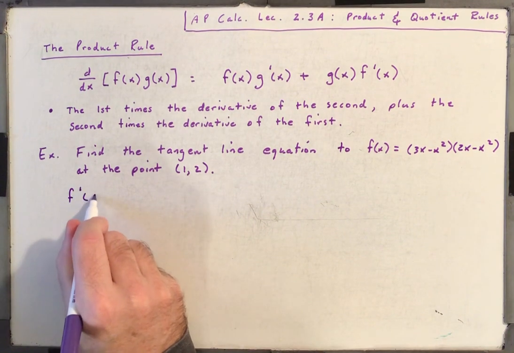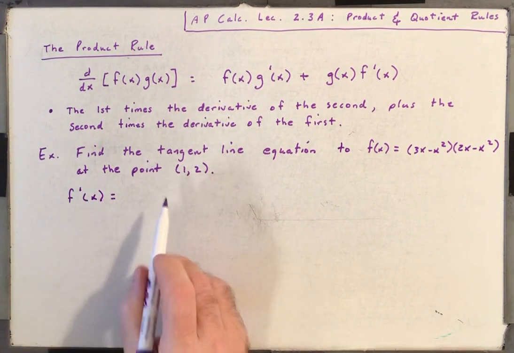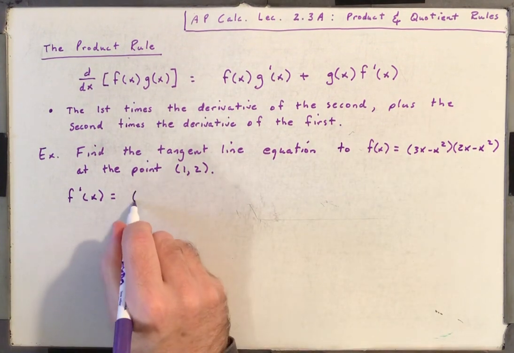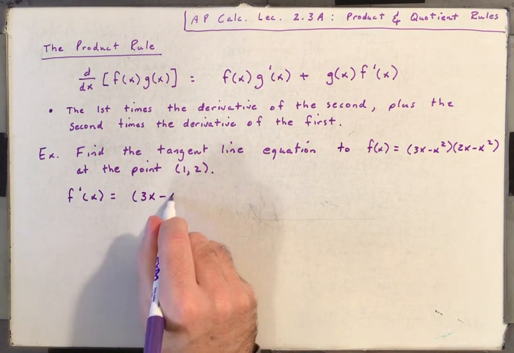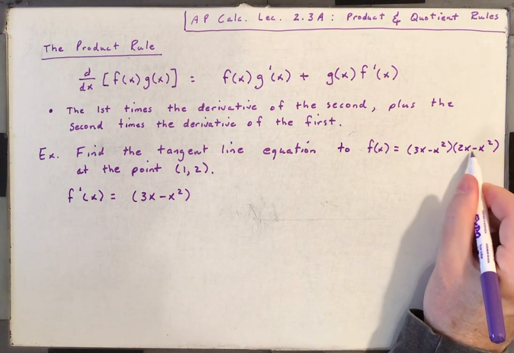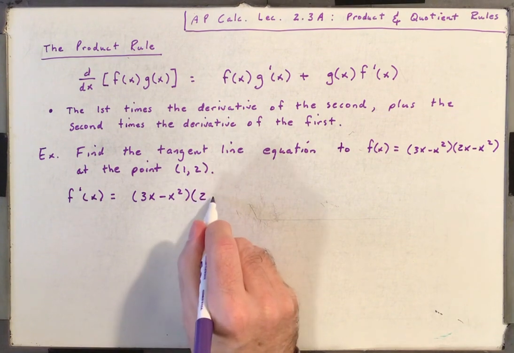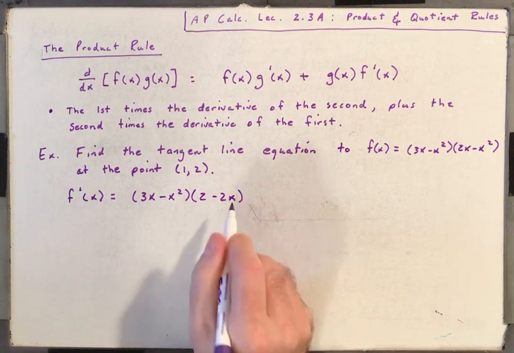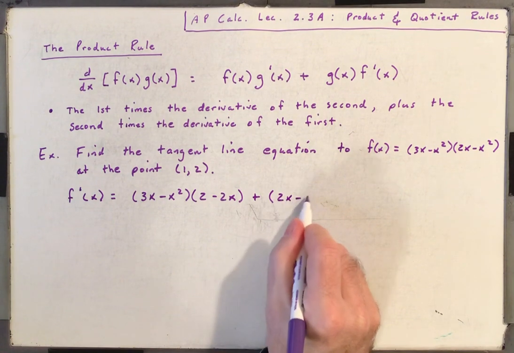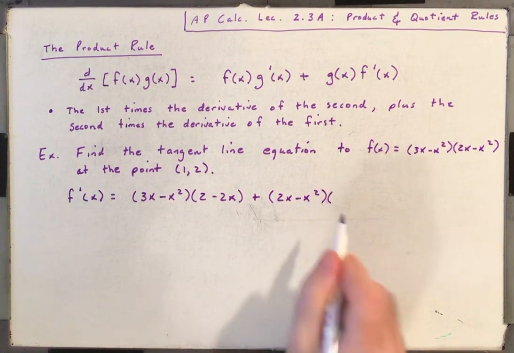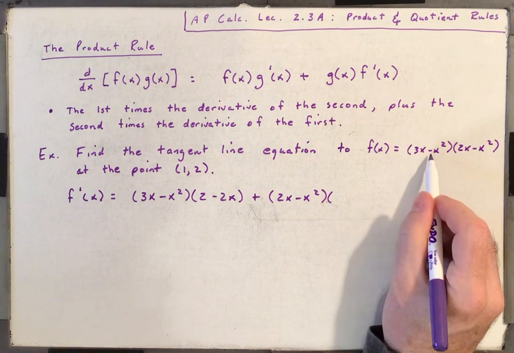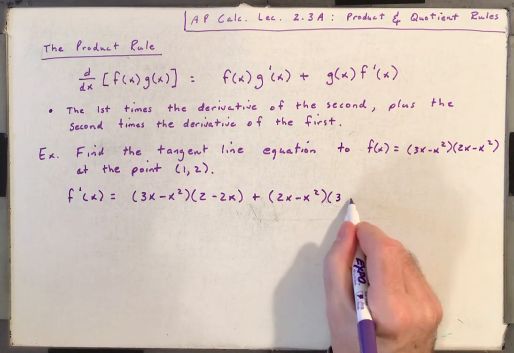So f prime of x, we've got to get the derivative so we can get the slope. The first, 3x minus x squared, times the derivative of the second. What's the derivative of that? It's going to be 2 minus 2x. Plus the second, 2x minus x squared, times the derivative of the first. What's the derivative of the first? It's 3 minus 2x.